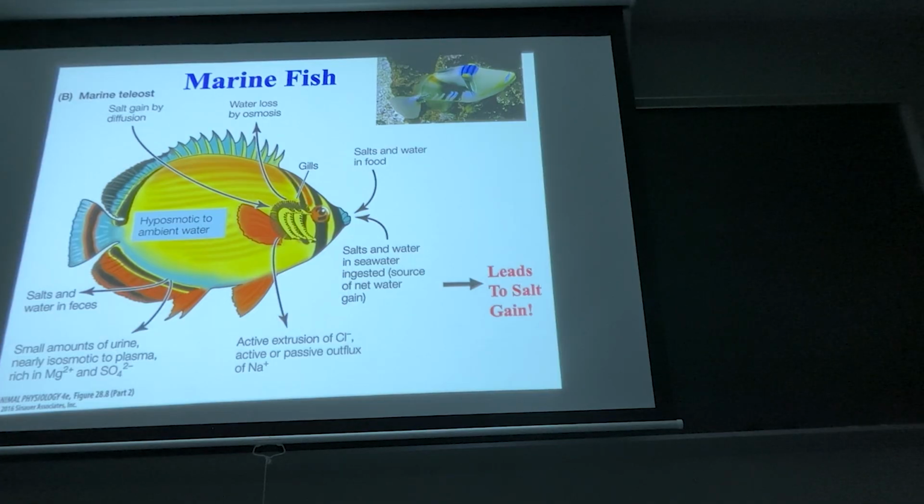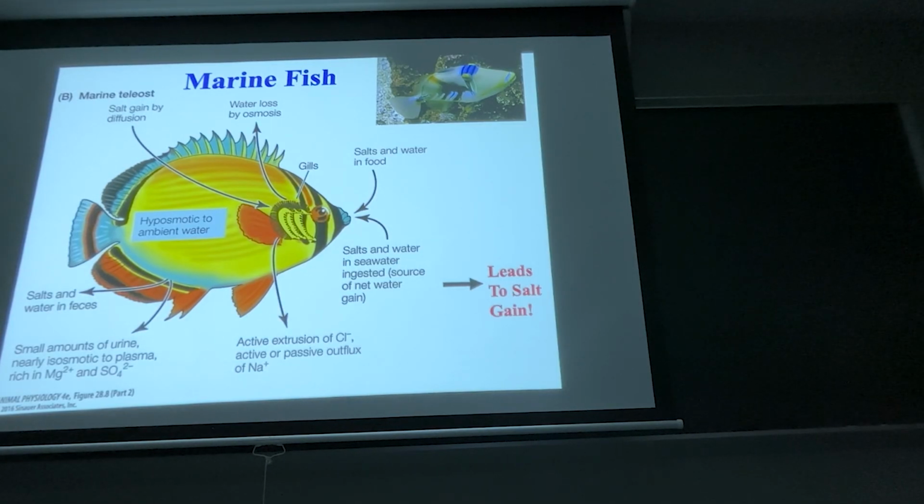Okay, marine fish have the opposite problem, right? They're going to lose water from their gills. Again, their skin's impermeable. They're going to try not to lose water in their urine. And they're going to try to push as much salt into their urine as they can, and as much salt into their feces as they can, because salt water has so much salt in it, right? And so they're going to be gaining salt all the time.